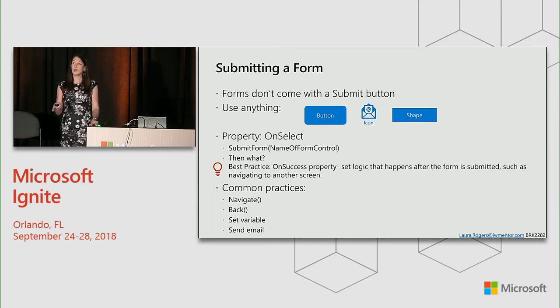So the best practice here is to make the button just do submit form. Then the whole form control has a property called onSuccess. So you go to the onSuccess property, and that way you can say, okay, what do we want to happen after the form has successfully been submitted? And that's where you can do things like navigate somewhere, go back, set a variable, send an email, all of the above, and go ahead and use that property to make sure that you're not going to get caught with forms not successfully being submitted and not knowing about it.